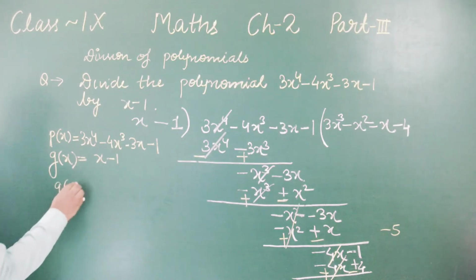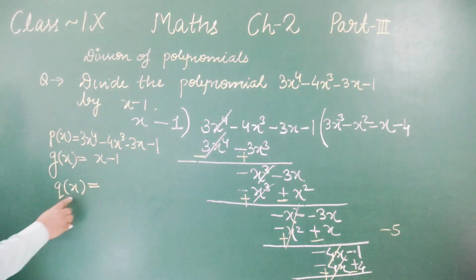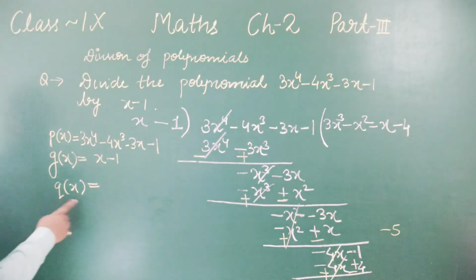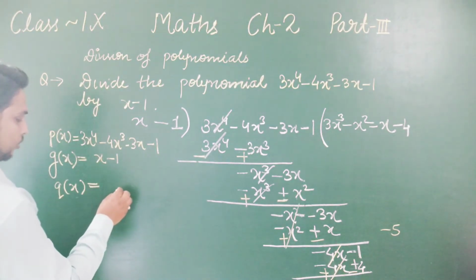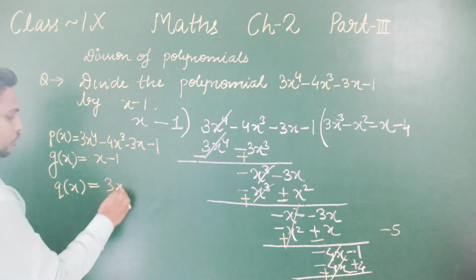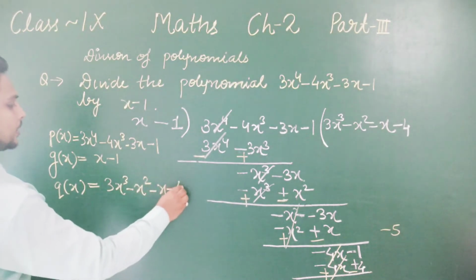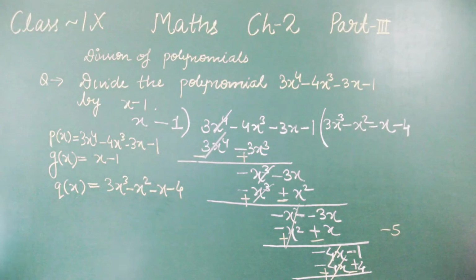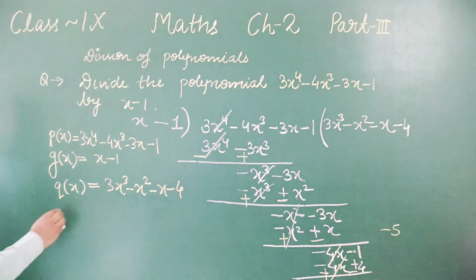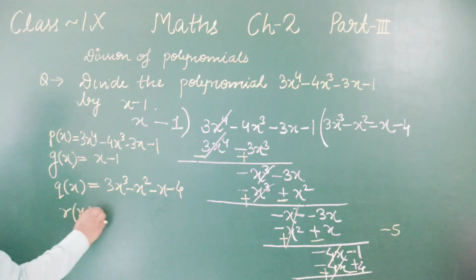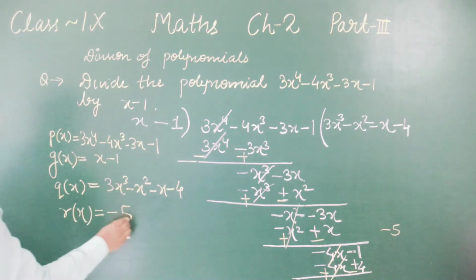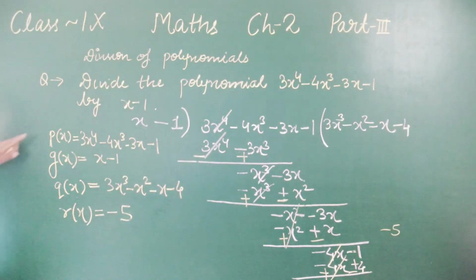After dividing it, what quotient have we got? That should be denoted by qx, the quotient. So the quotient is 3x cube minus x square minus x minus 4. And what remainder have we got? The remainder we have got is minus 5. So this is the dividend, this is the divisor, this is the quotient, and this is the remainder. Okay?